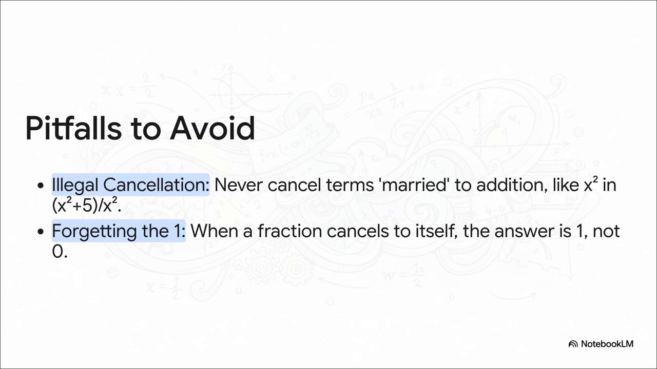And mistake number 2, forgetting the 1. When you have something like x plus 2 over x plus 2, they cancel out, but they don't disappear into nothing. Anything divided by itself is 1, not 0.